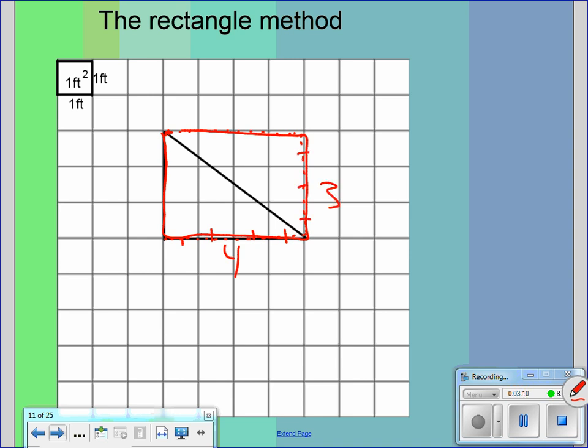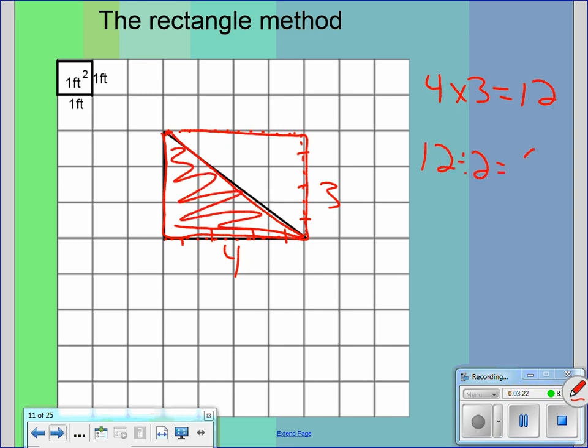So how do you find the area of a rectangle? It's 4 times 3, which will give me 12. But I'm doing a triangle, which is half of this shape. So that means I'm going to have to divide this 12 by 2, which gives me 6, which means my answer, because it's in feet, is 6 feet squared.